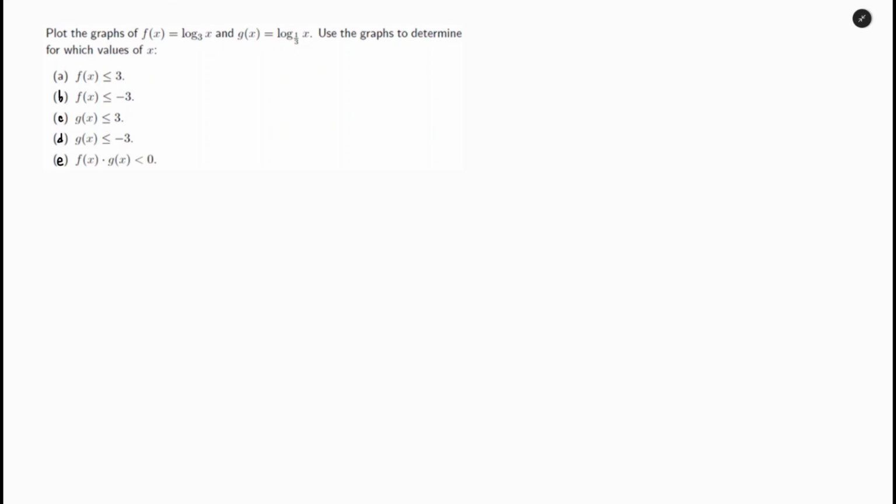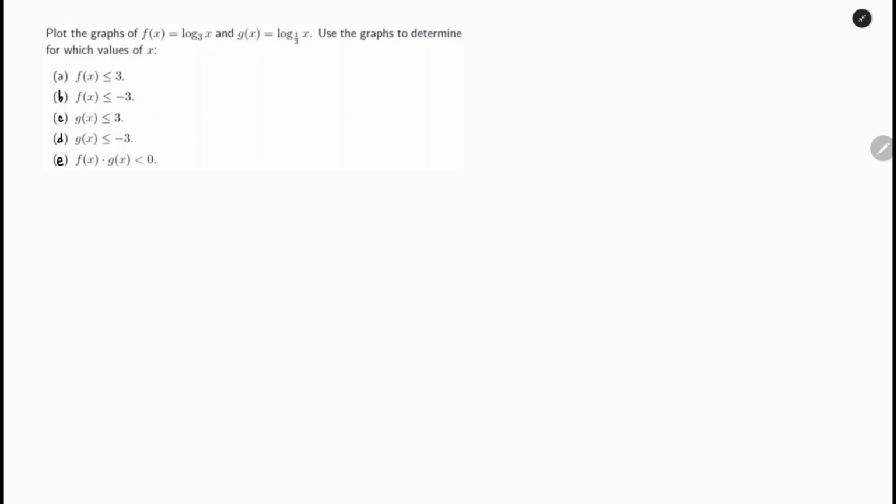Okay, so I've got the question in front of me. It says plot the graphs of f of x equals log of x with base 3 and g of x equals log of x with base 1 over 3, and then we need to use the graphs to determine for which values of x the following inequalities hold.